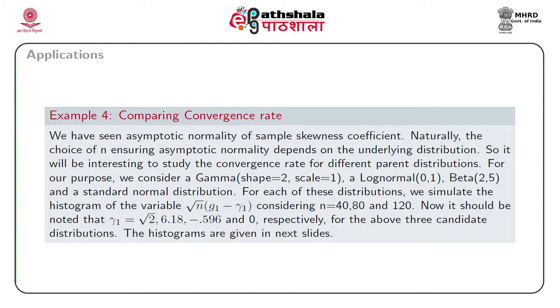For each of these distributions, we simulate the histogram of the variable square root of n multiplied by g1 minus gamma 1, considering n equal to 40, 80 and 120. Now, it should be noted that gamma 1 is equal to square root of 2, 6.18, minus 0.596 and 0 respectively for the above candidate distributions. The histograms can be found in the next few slides.